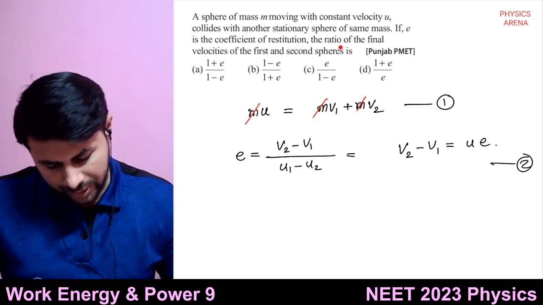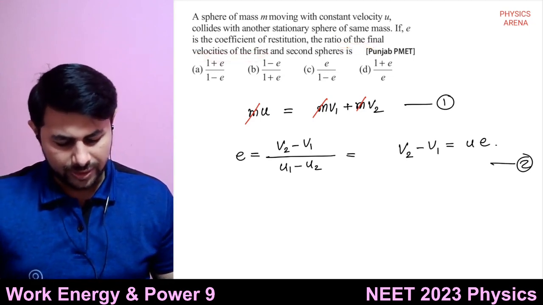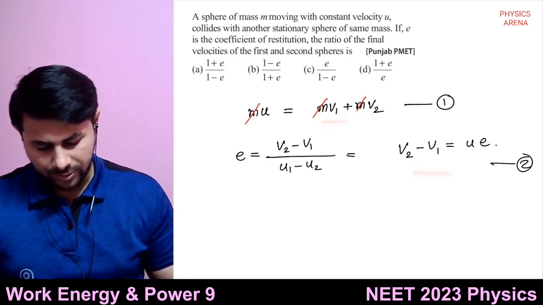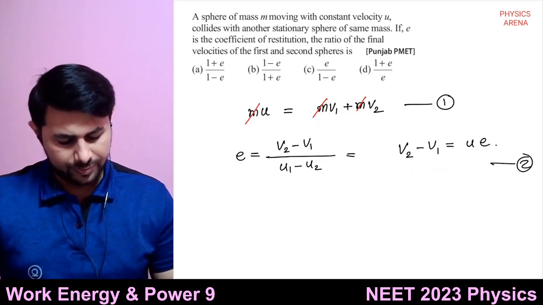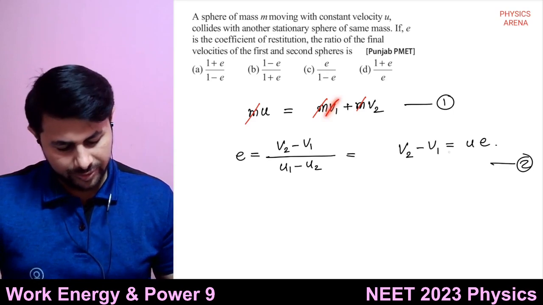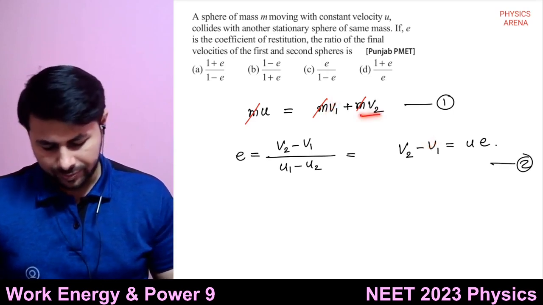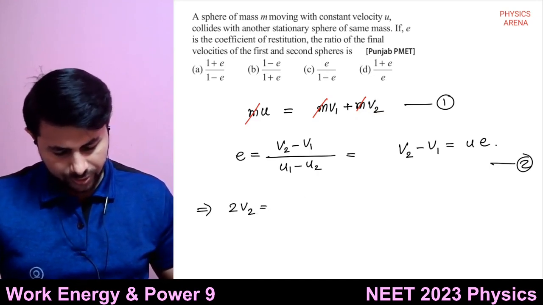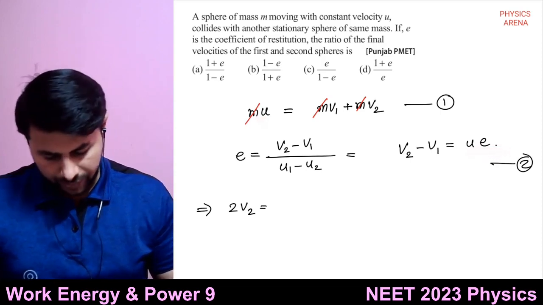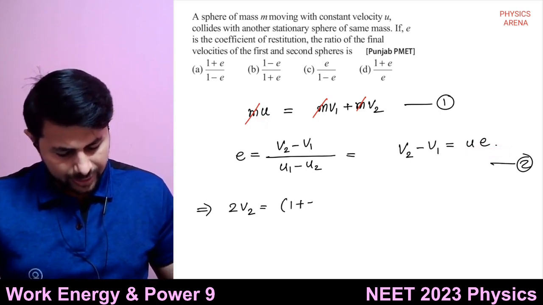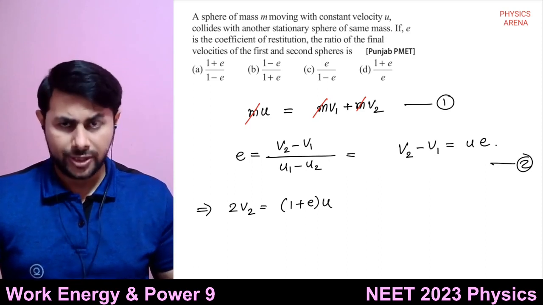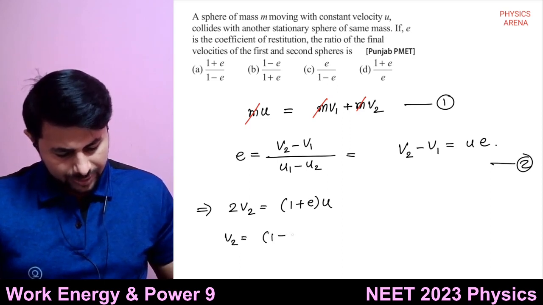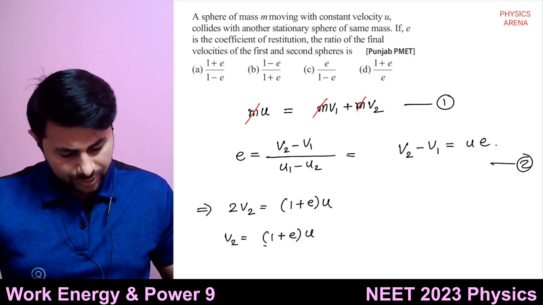We want to find the ratio of final velocities of first and second spheres. So we can add these two equations. If we add them, v1 and v1 get cancelled. 2 times v2 is equal to u plus ue, or 1 plus e times u, taking u common. So v2 is equal to 1 plus e times u divided by 2.